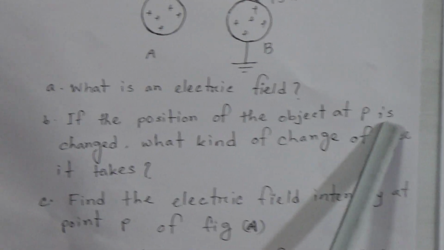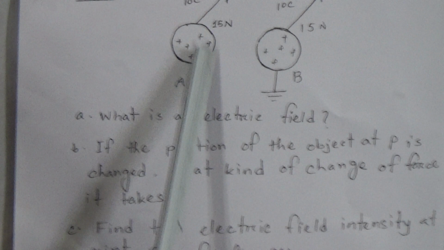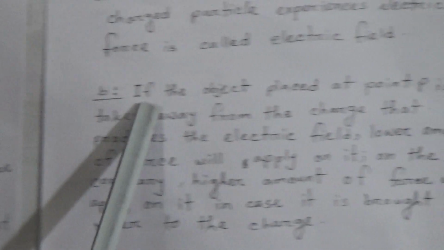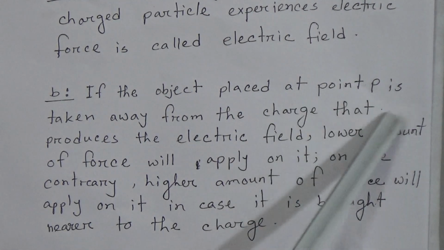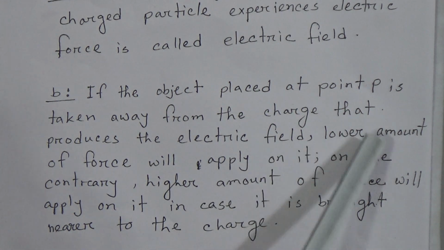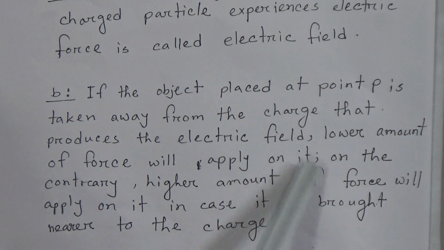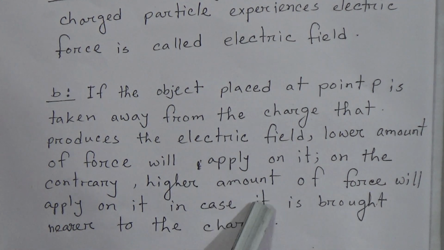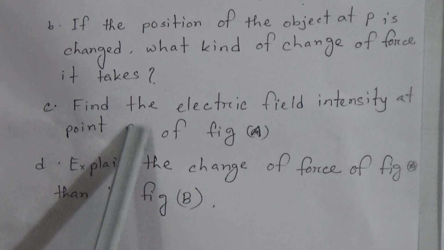Question number B, if the position of the object at P is changed, what kind of change of force does it take? If the object placed at point P is taken away from the charge that produces the electric field, a lower amount of force will apply on it, and on the other hand, a higher amount of force will apply on it in case it is brought nearer to the charge. So I think all of you have understood question number B.